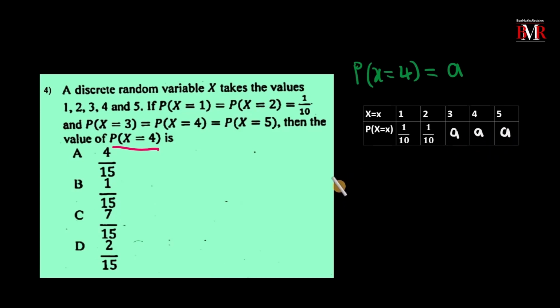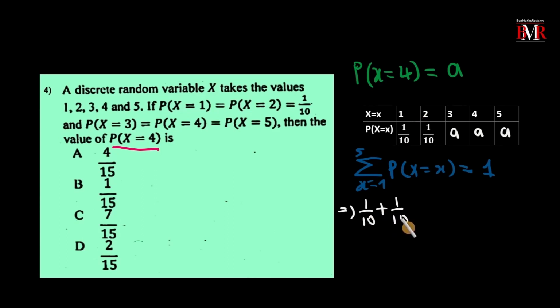One of the conditions for a variable to be a discrete random variable is for the summation of all the probabilities of the random variable x to be equal to 1. That is, for x to be a discrete random variable here, the summation from x equals 1 to 5 of the probabilities of x should be equal to 1. If that's the case, it means 1 over 10, which is the probability of 1, plus 1 over 10 for 2, plus a plus a plus a should be equal to 1. So we are required to look for a.